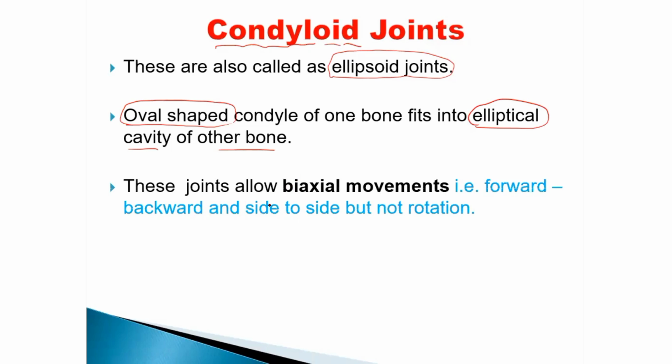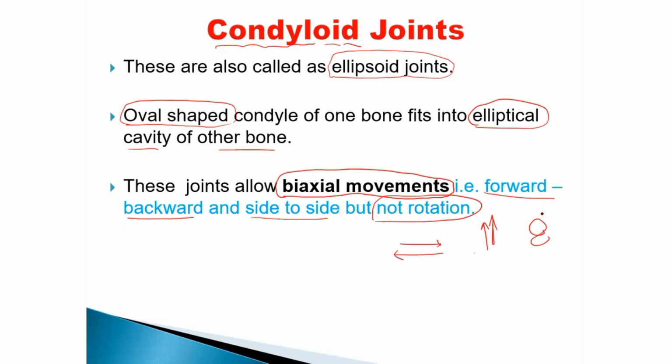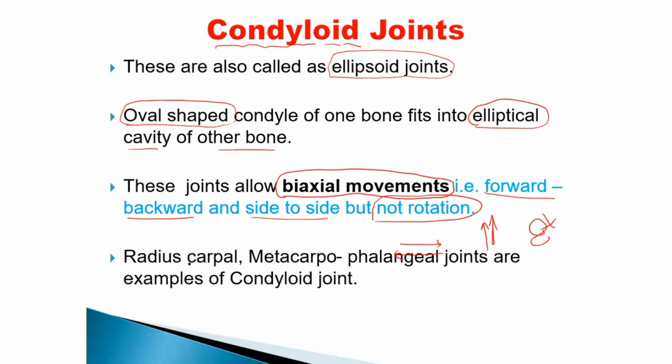These joints allow biaxial movement. That is forward, backward, side to side, but not rotation. In condyloid joint, there will be forward movement, there might be backward movement, there can be side by side movement, but there is no rotation. It means you cannot rotate that joint, which is condyloid joint. Example for this is radiocarpal, metacarpophalangeal joint. These are the examples of condyloid joint.